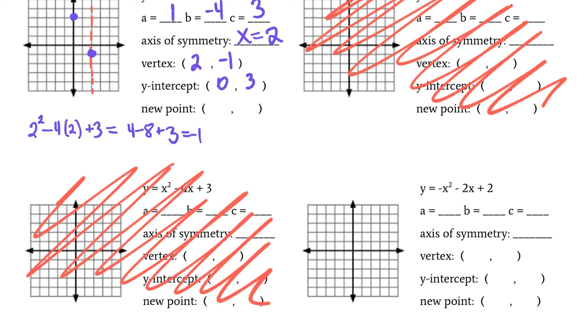So now the last thing we do is find a new point. Well, remember, since the graph is symmetrical, we can just reflect it across the axis of symmetry. So that second point, the y-intercept, is 2 spaces away from the axis of symmetry. So I'm going to go 2 spaces in the other direction, and I have my function line, and that point is at 4, 3.